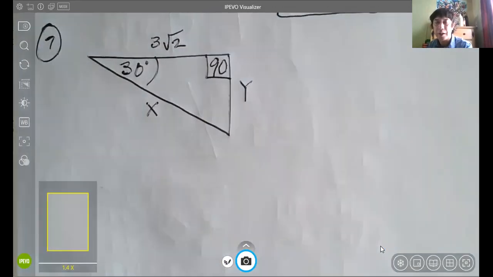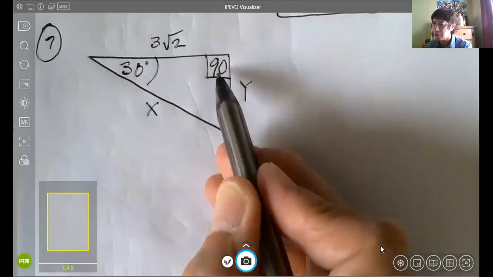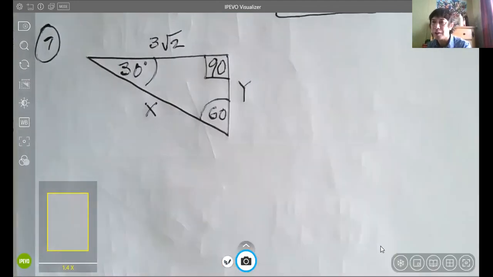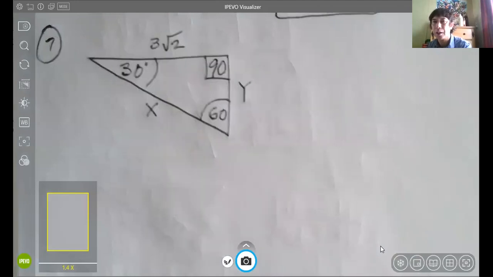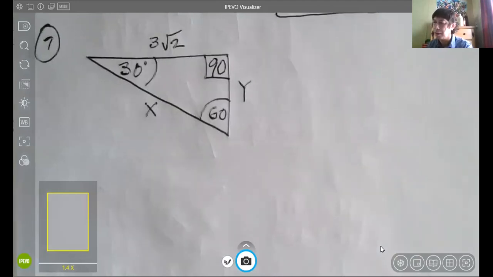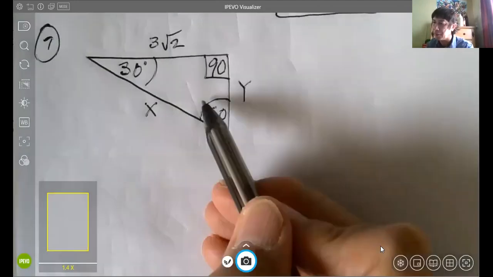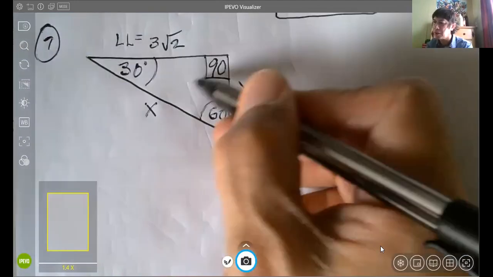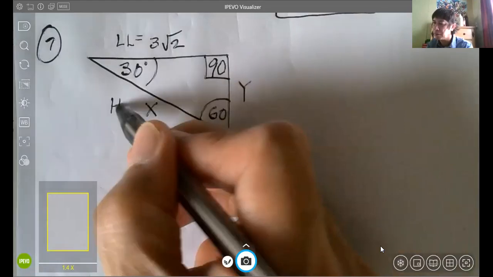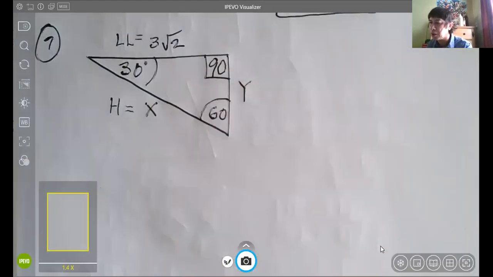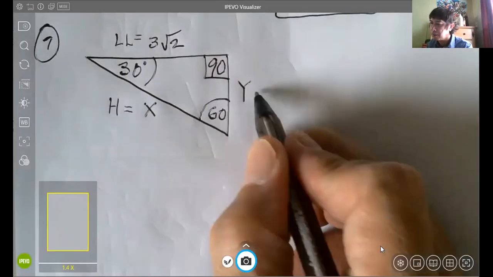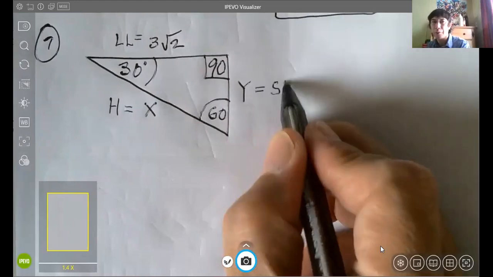Now let's examine the sides as related to the angles. If this is 30, this must be 60 over here. And so we can identify now the hypotenuse, the shorter leg, and the longer leg. Again, opposite the 60 is the longer leg. Opposite the 90, that's hypotenuse. And opposite the smallest angle, 30, that must be the shorter leg. Now we're ready to solve.